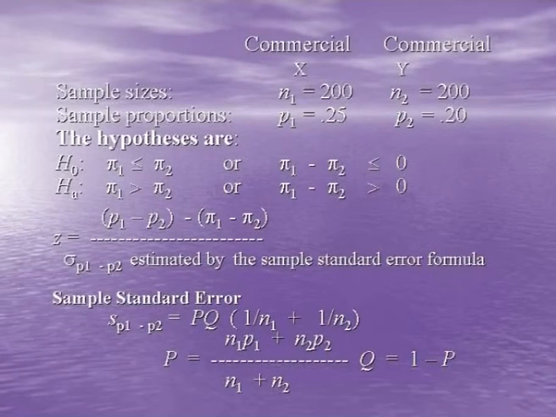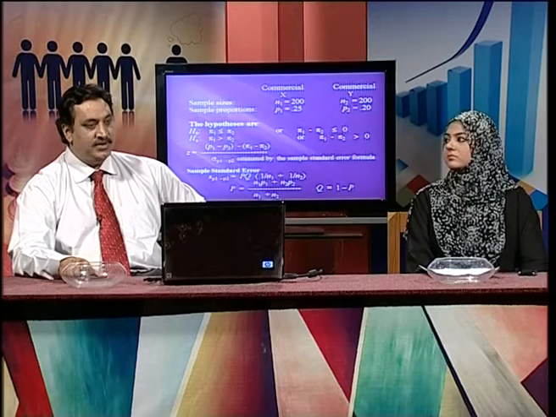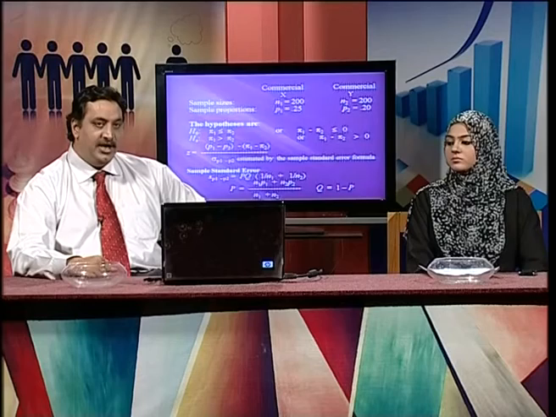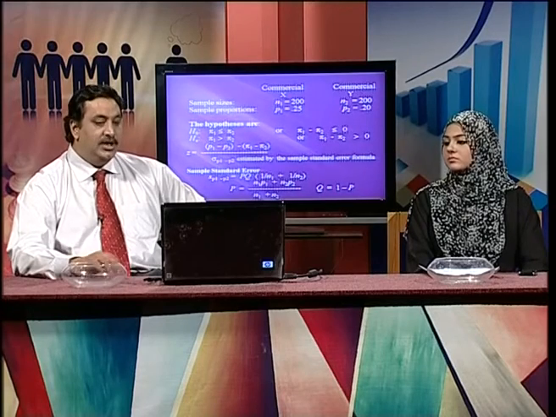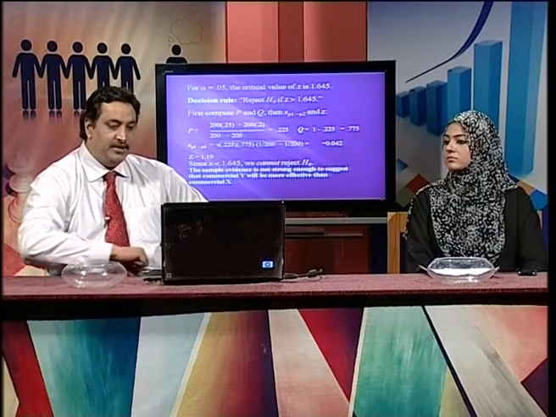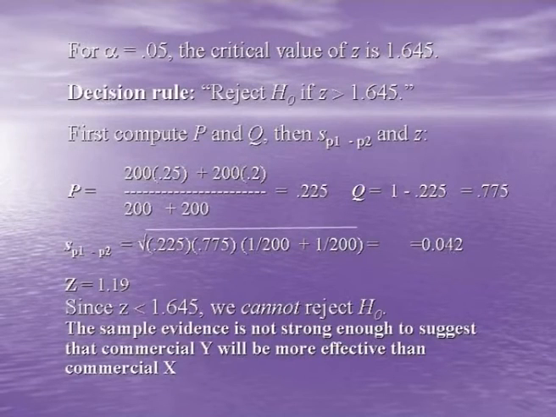We can see P is equal to N1, the sample size of the first sample, times P1, the proportion of the first sample, plus N2, the sample size of the second sample, times P2, the proportion of the second, divided by N1 plus N2. And with the help of this, we get the value of the Z, which is almost equal to 1.96.